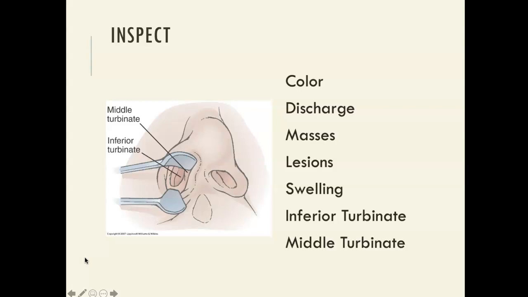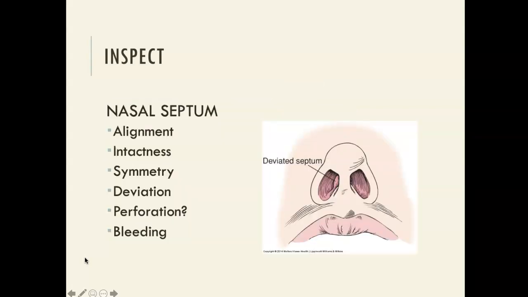We're just making sure that we don't see anything abnormal and that the mucosa of the nose is nice, pink, and moist. Look for the septum to see if the septum is deviated. And if it is deviated, you can kind of look up there. It'll shift from one side to the other. It's not symmetrical. Check for alignment, make sure it's intact.